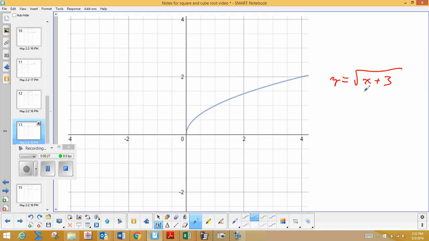There's another one, y equals square root of x plus 3. Now remember, in the parentheses, inside with the x, it does the opposite of that sign. So we're going to move it to the left 3. So this graph becomes 1, 2, 3. Remember, my scale here is a little weird. It looks roughly like that. So it's this graph shifted over to the left 3.